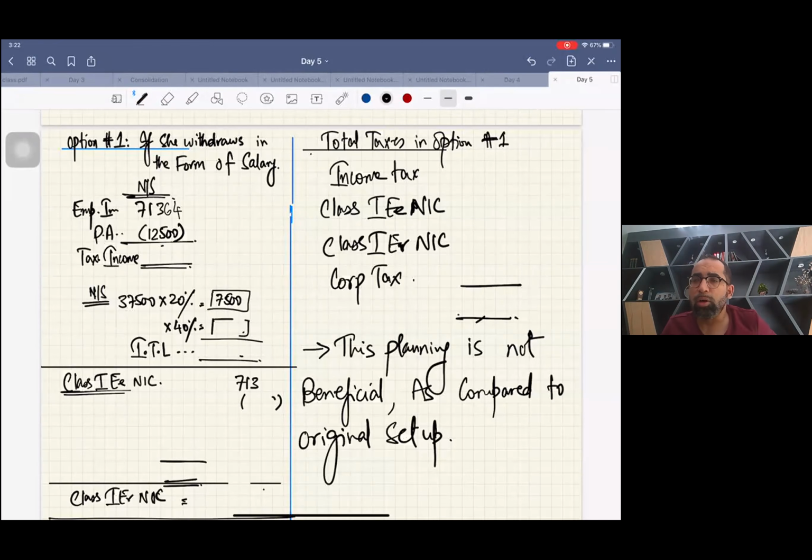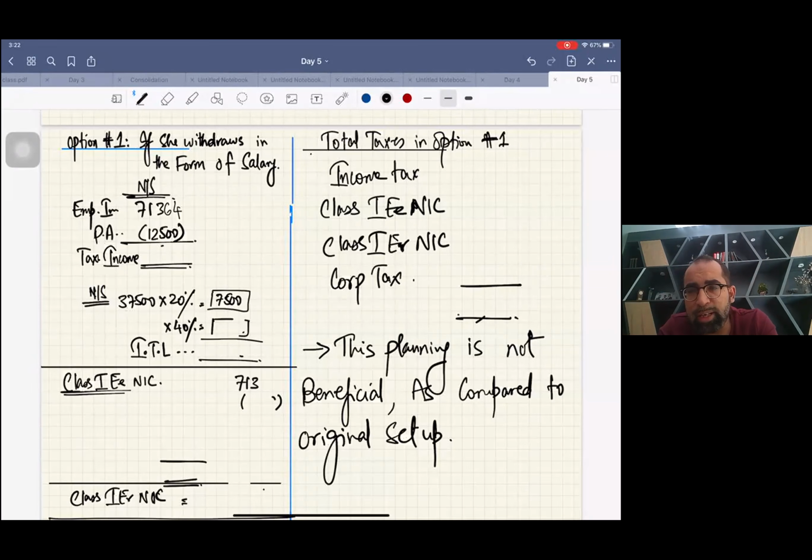Obviously, this 71364 is the employment income. Salary is the employment income, and on employment income you need to pay income tax. Employment income is a non-saving income. So 71364 is your employment income, non-saving income.